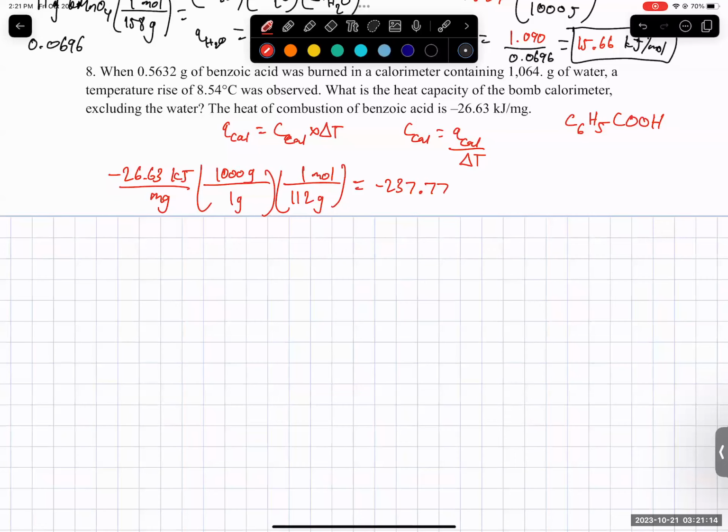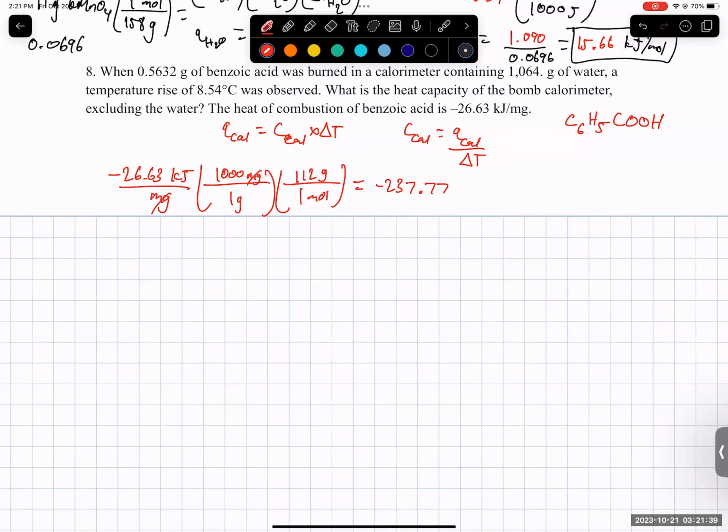237.77. But if we cancel out our units here, oh, sorry, this should be milligrams. So milligrams cancel. And okay, 1,000 milligrams in a gram. Oh, that's where I made a mistake. Okay, I put grams up here. So really, our units do work out. 112 grams in 1 mole. So yeah, this isn't the answer.